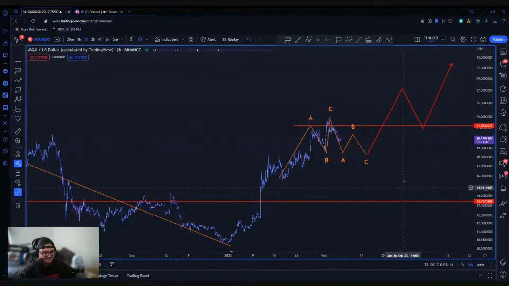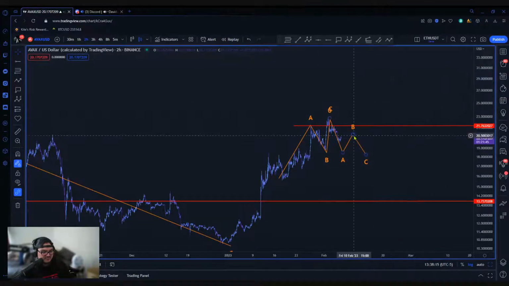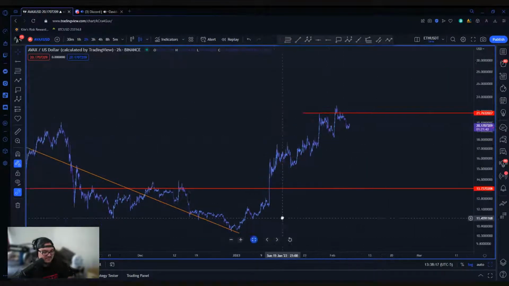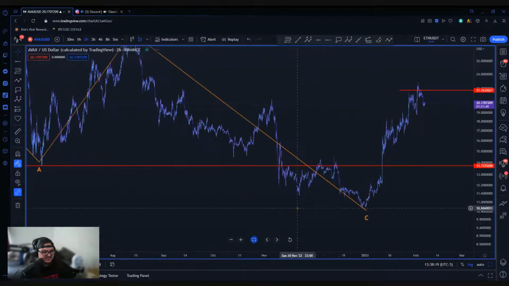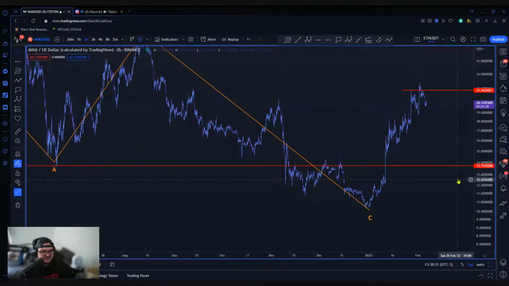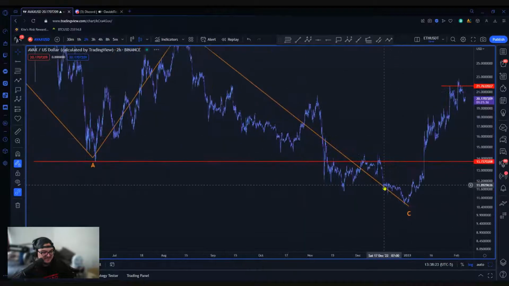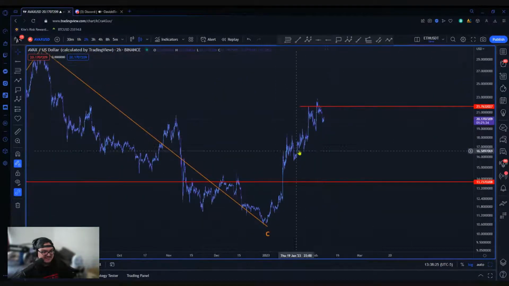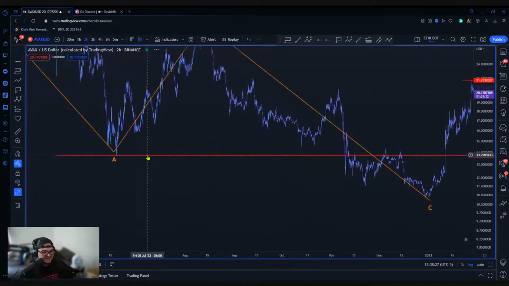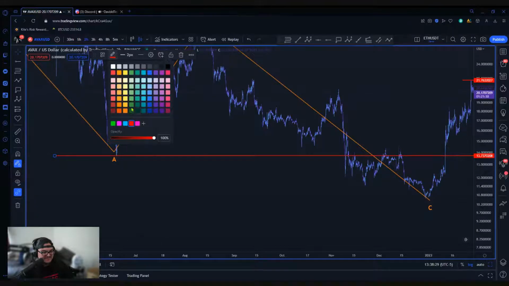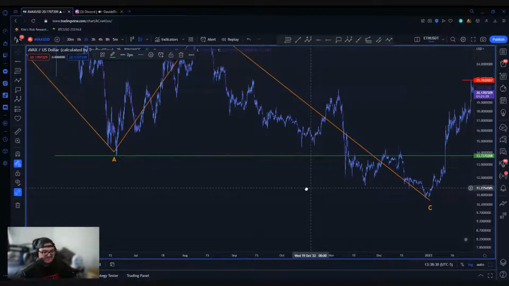I was lucky enough to catch the bottom of that, so I'm still in a long position on that one, but I won't take profit just yet. Don't let it go. If you're in from the bottom, if you're in from down here, do not let that go, because you have a lot of bullish confirmation backing you up right now.